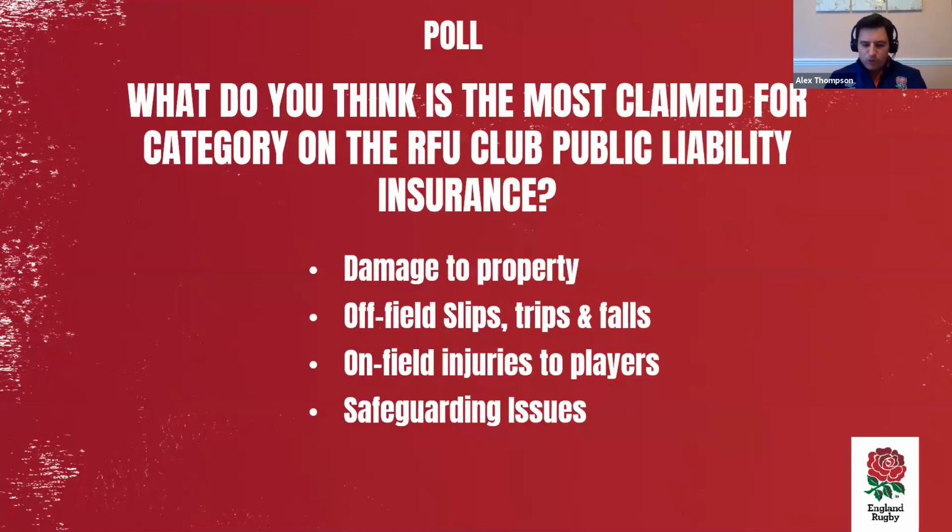So we're now going to have a look at a poll. And I'm going to hand over to Ian Renard to launch this poll for you. Okay then, guys, I'm going to just launch this first poll for you. So what do you think is the most claimed for category on the RFU Club Public Liability Insurance? Is it damage to property? Is it the off-field slips, trips and falls? Is it on-field injuries to players? Or is it safeguarding issues? Get those votes in now. A few of you have voted. Be good to get those votes coming in. I see they're going up now. That's good. Have a little think. Get the vote in quick. I'm going to hold it open for another 5 seconds. Last few coming in now. Make your decision quick as I end the poll now.